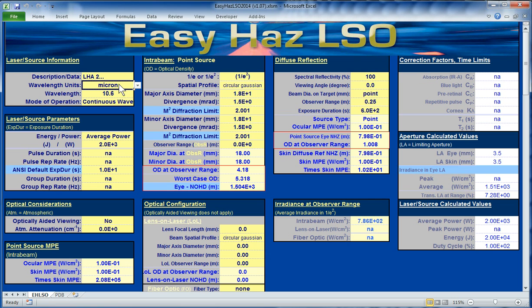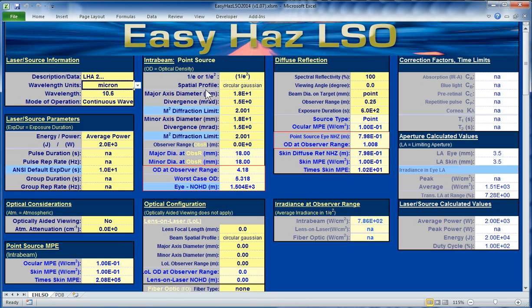Let's take a look at some of the important points here. 10.6 micron continuous wave, 2000 watts. Notice that the ANSI exposure duration is 10 seconds. We'll discuss where these defaults come from a little later on in the course. The ocular MPE is 0.1 watts per square centimeter. That's 100 milliwatts per square centimeter. So you can see that this laser, in terms of MPE, is not as hazardous of a wavelength. We'll discuss that a little later in the course, but basically it has to do with what absorber is in play for our tissue.